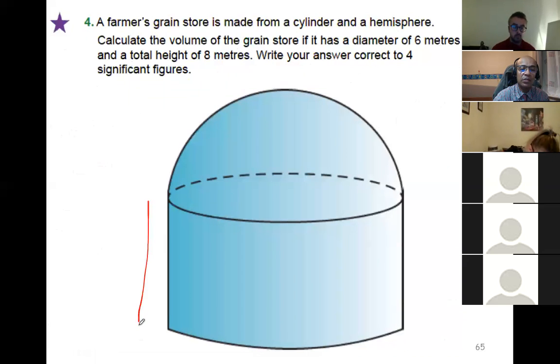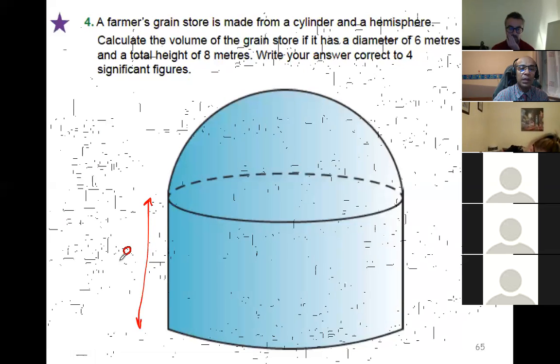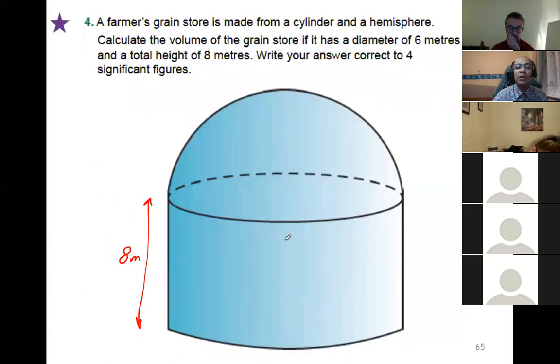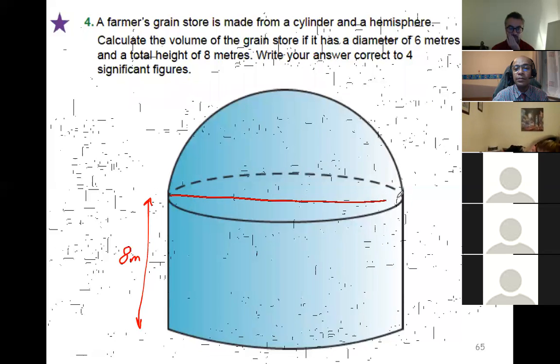So usually this is what you would do when you get something like this. You would start putting what you've been given. So 8 meter. And they've told us the diameter is 6. So you just go, this is 6 meter.